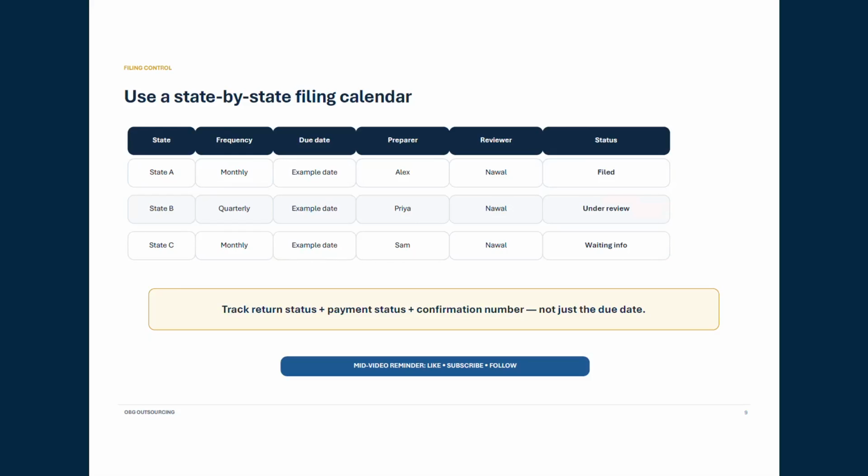A calendar is another basic but powerful control. Each registered state may have a different filing frequency and due date. Your tracker should show the state, registration status, filing frequency, due date, preparer, reviewer, return status, payment status, and confirmation number. For example, suppose the team has 5 returns due in 1 week. A status dashboard can immediately show 3 filed, 1 under review, and 1 waiting for client information. That is much safer than relying on email reminders or memory.